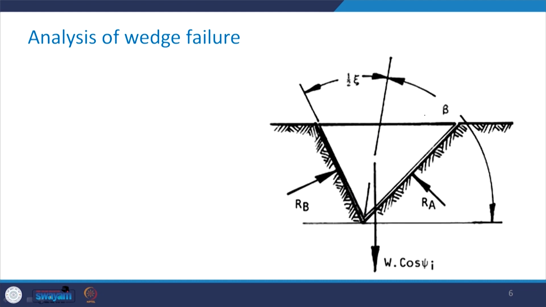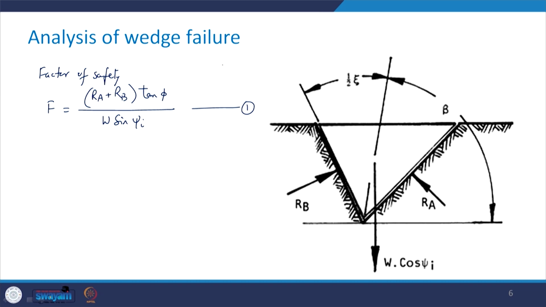Now, the factor of safety for this case can be written as F is equal to (RA plus RB) tan phi divided by W sin psi i. Again the same fundamental concept, that is F is equal to Fr upon Fi. So, this is the force which will cause this wedge to slide, and this is going to be the resistive force.